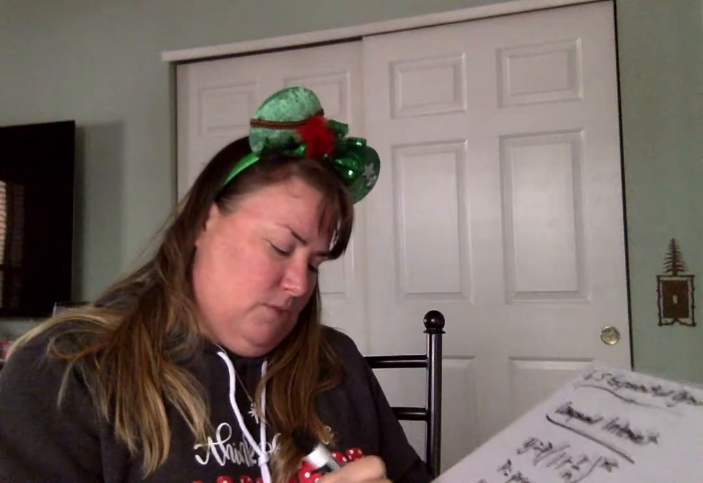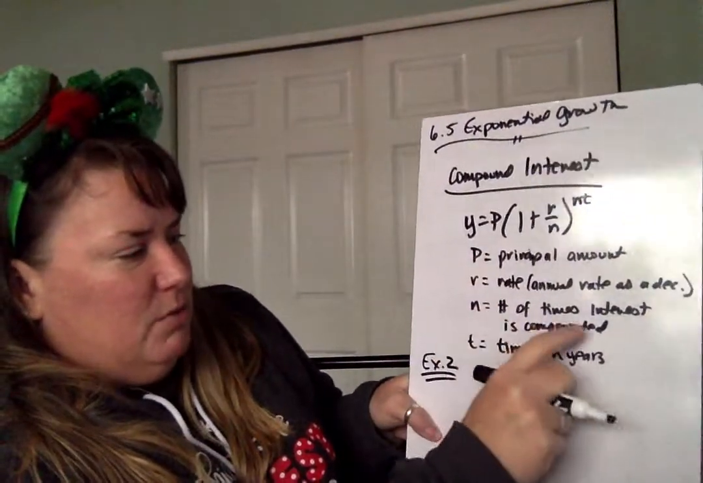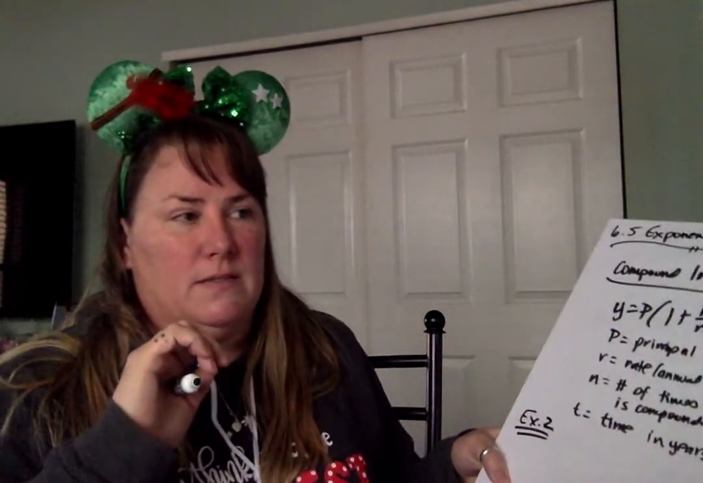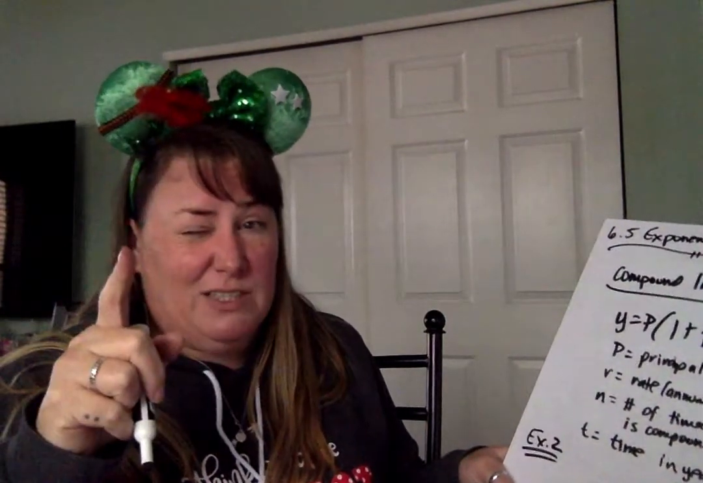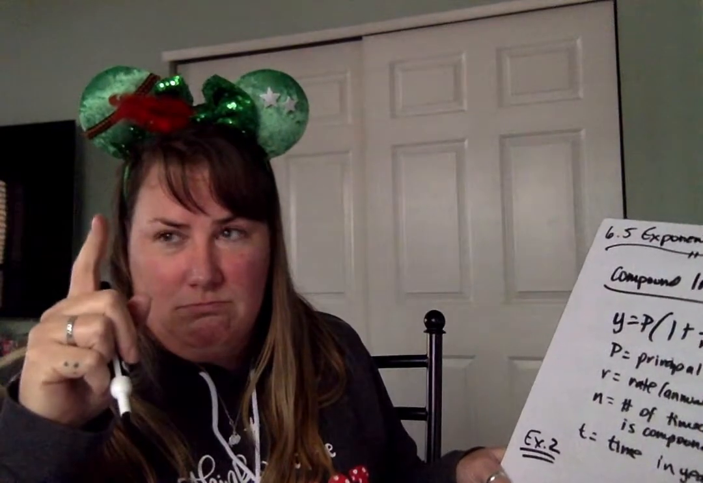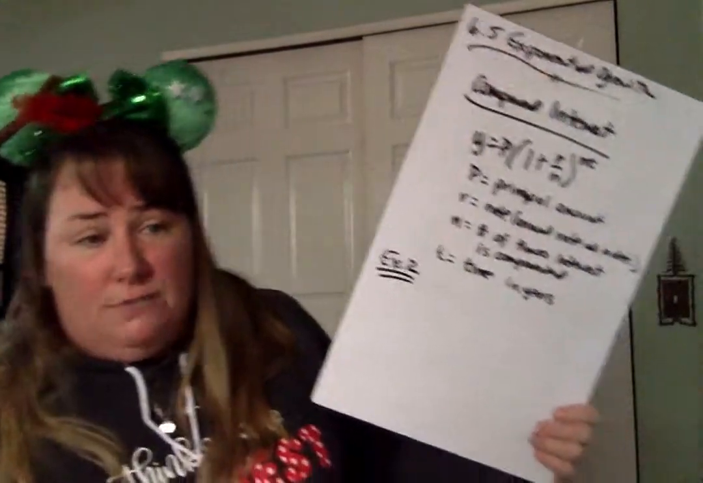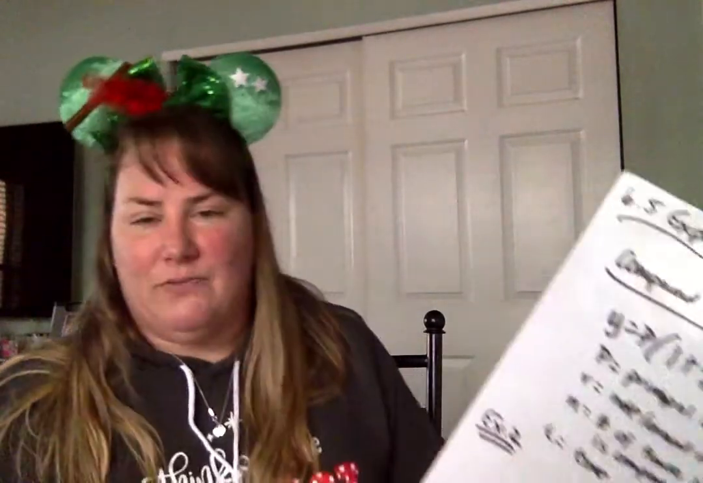Okay, so example 2. So when it says N in this compound interest, number of times interest is compounded, interest can be compounded like 4 times a year. That's how many times you're going to get charged interest on the interest. I believe that's correct. Yes. Okay. Example 2. Here it is. So you're going to write the function. Problem says, you deposit $100 in a savings account that earns 5% annual interest compounded yearly. So that means one time. Write a function for the balance after T years.